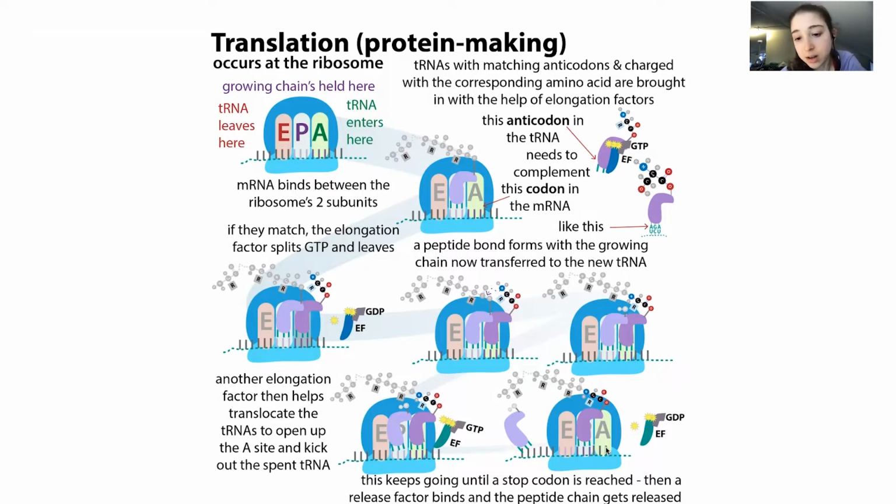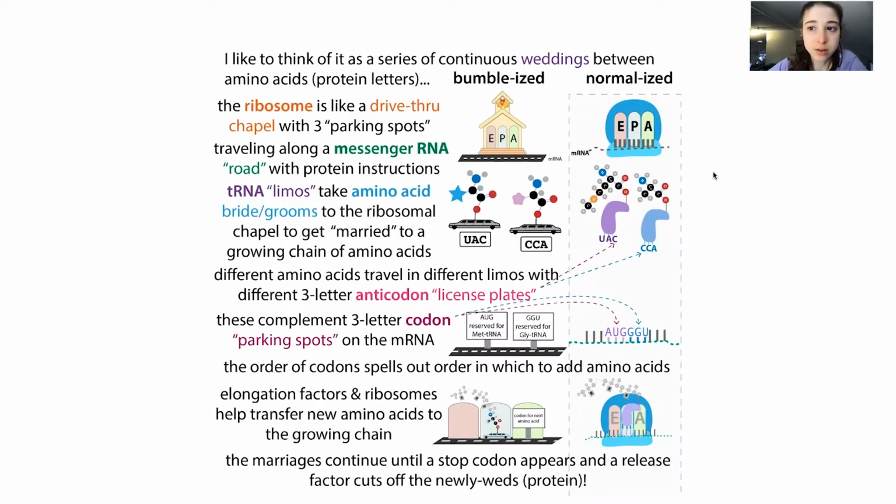Things are moving along, and now you have a new codon show up in this A site. And so you can have another tRNA bind with that corresponding anticodon and with that corresponding amino acid. So that's the basic overview. And now I'm going to show you how these steps work out in more detail, as well as the way I like to think about it.